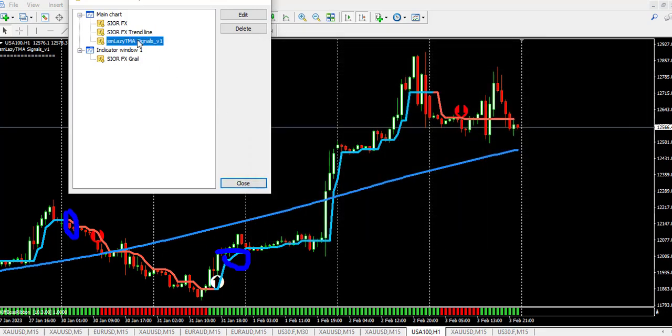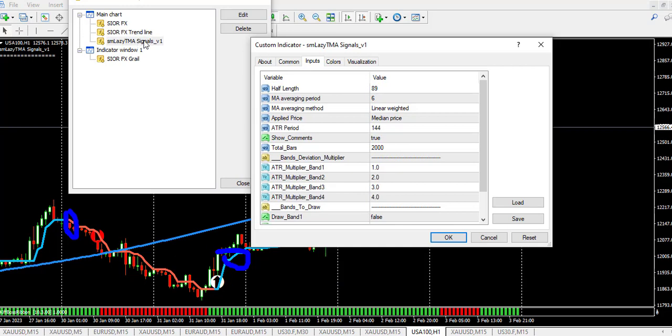And the third indicator here is the SM lazy TMA signal. Here are the values that I use for this indicator. The half length is 89, the MA average period is 6, and the MA averaging method is linear weighted. Though we have other options, this is what I use. Apply to price is median price. ATR period is 144, and these are all the other values here. But these values you can change or play with.